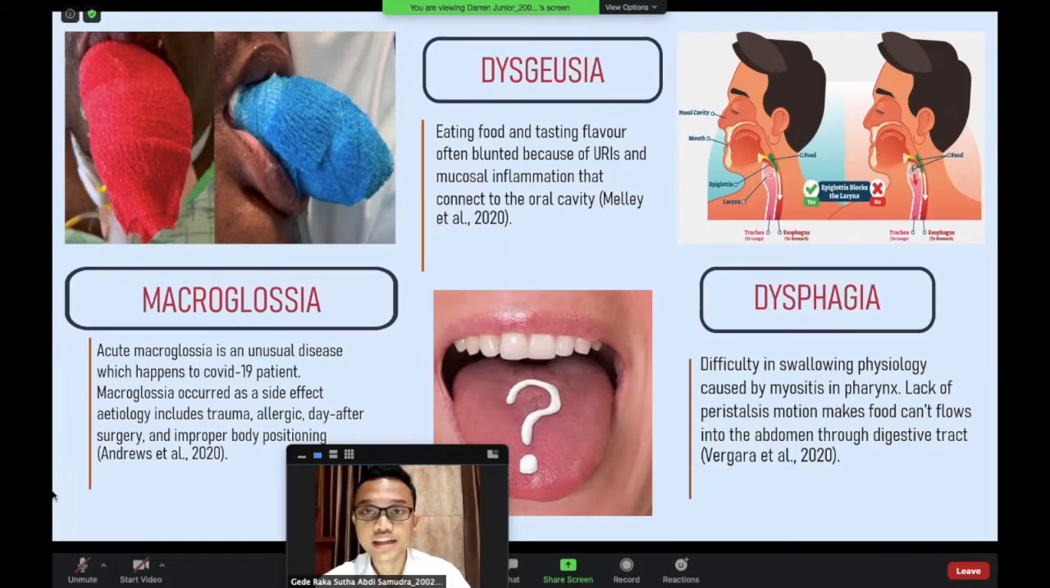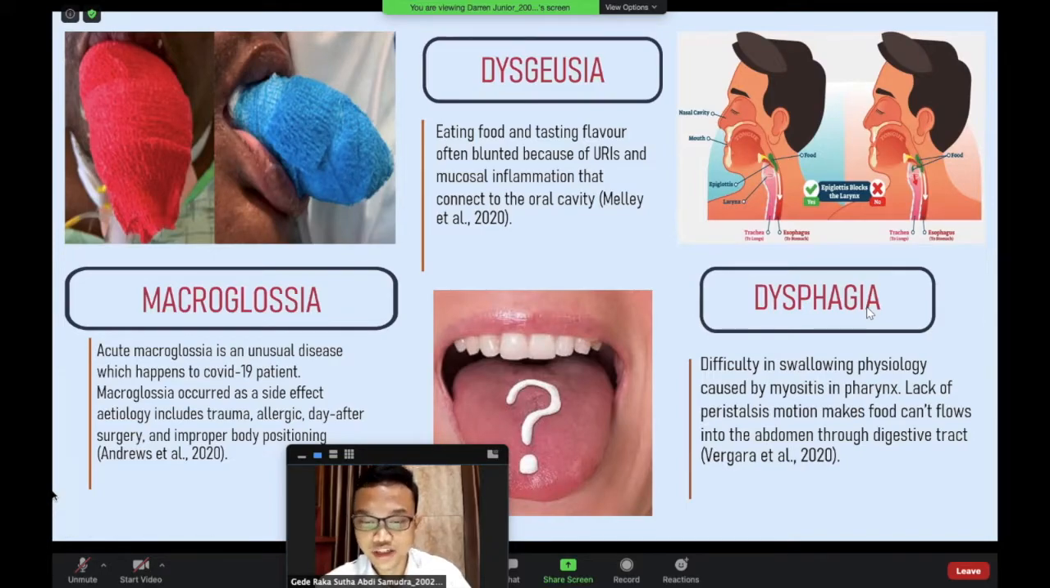Coronavirus disease 2019, or COVID-19, ruins the human tongue with macroglossia. Acute macroglossia is an unusual condition which can happen to COVID-19 patients. Macroglossia occurs as a side effect of trauma or allergy. The tongue grows bigger over time, up to 10 to 12 centimeters long. It causes the patients to have post-operative speech and swallowing difficulties. On the upper left side is the picture of a patient recovering from macroglossia from anterior and lateral view.